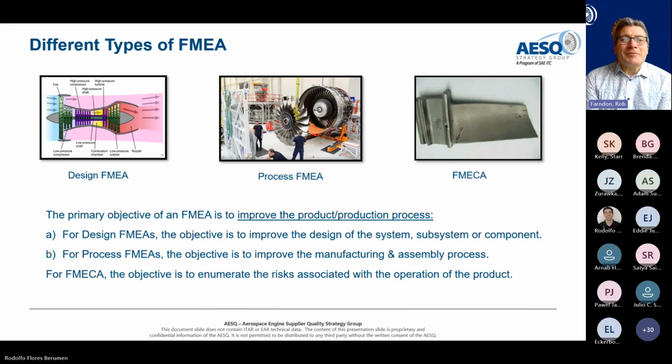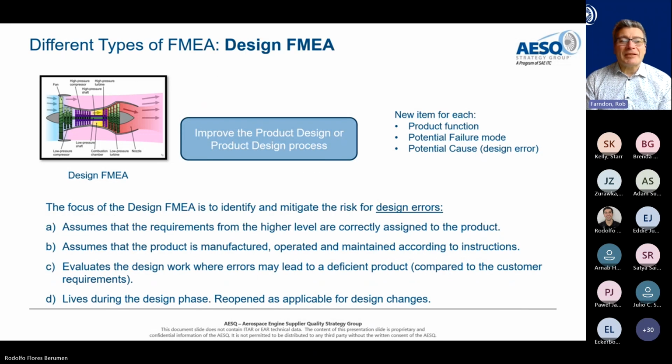Yes, if we could have the next slide, please, which is just going to pick up on the DFMEA side of things for now. As I mentioned before, the primary objective here is to improve the product design. We're trying to improve the product design, and we're doing that by trying to identify and eliminate or mitigate design errors. That's what this is about. It's about trying to prevent an error in the design impacting the customer. But it has a very tightly defined scope.